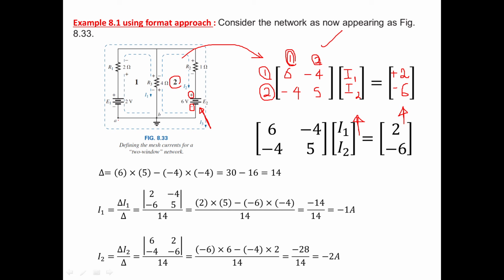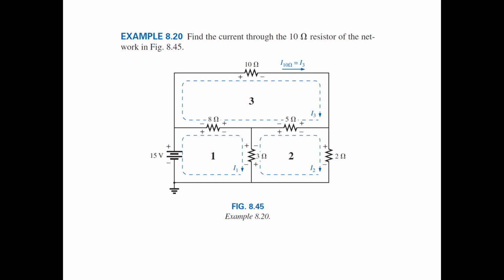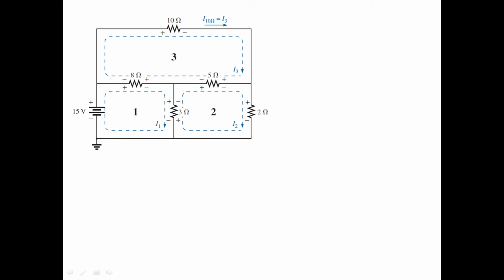In another question, the next slide, I will explain the format approach for 3 loops. Here in this question, there are 3 loops and they are asking you to find the current flowing through the 10 ohm resistor. The current flowing through the 10 ohm resistor is nothing but I3. So here there are 3 meshes, I1, I2 and I3. All polarities have been marked, so we have completed the first 2 steps. Now we are going to directly write the equation using the format approach.